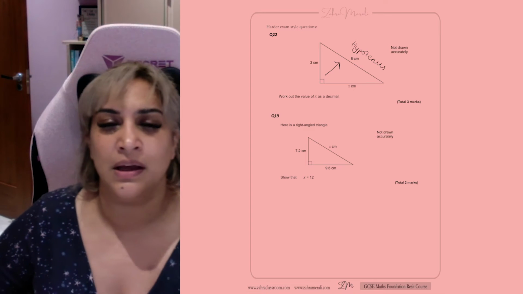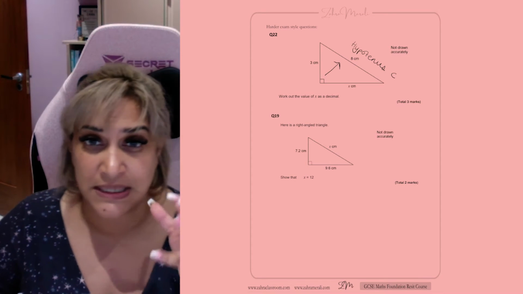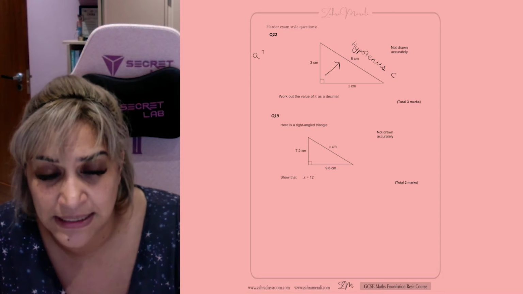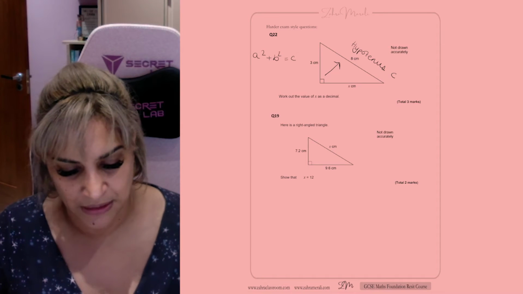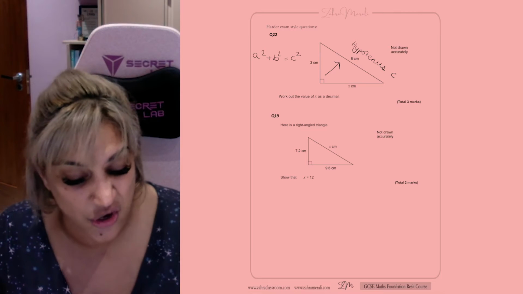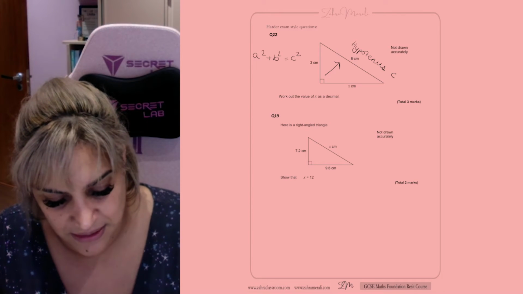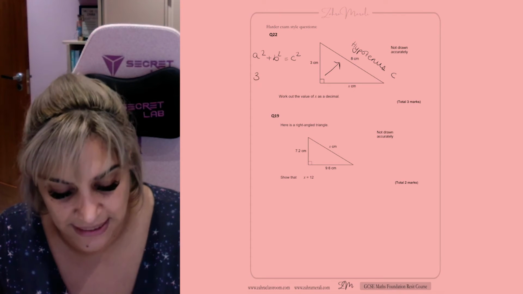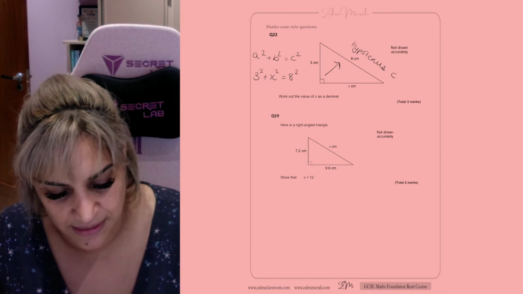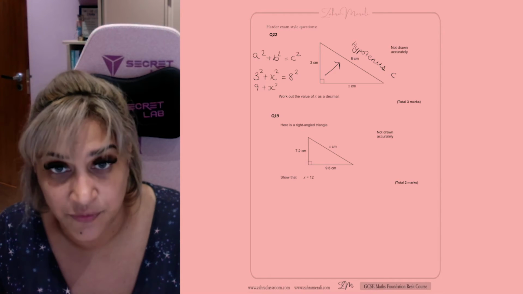And in terms of our Pythagoras, it's always your c. So you've probably learnt Pythagoras as a squared plus b squared equals c squared. So here we're trying to find one of the other sides. We know the c. So let's plug in some numbers. 3 squared plus x squared equals 8 squared. So 9 plus x squared equals 64.